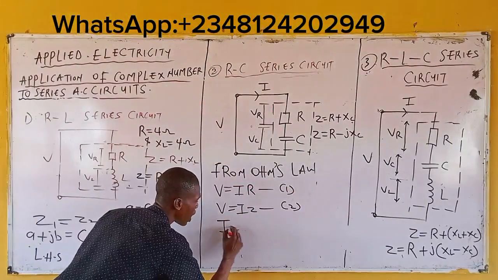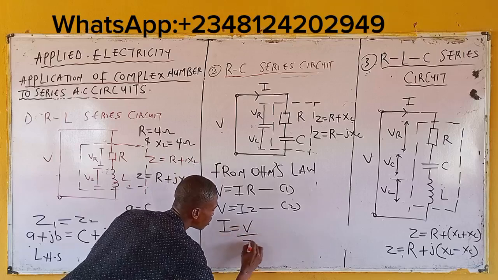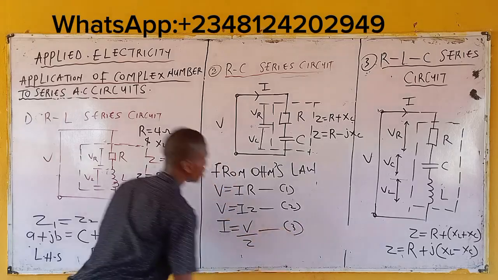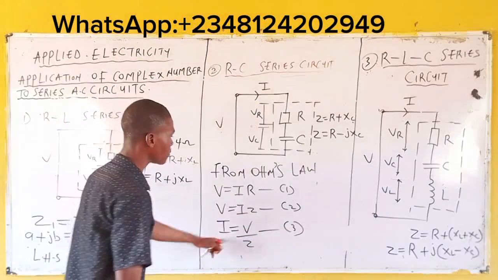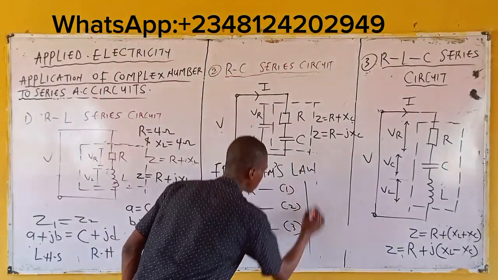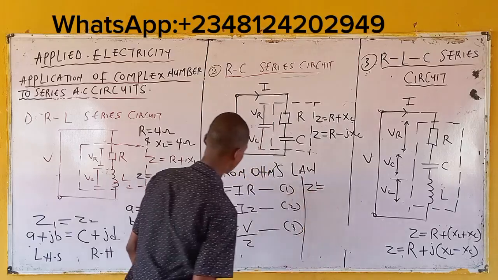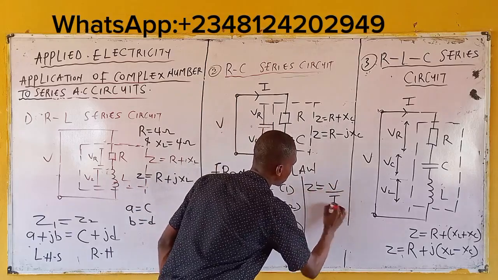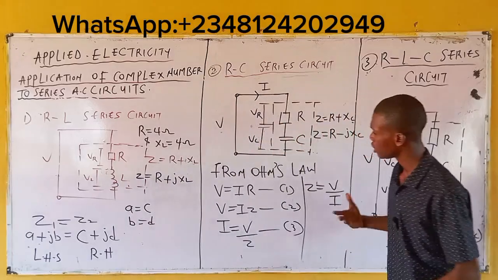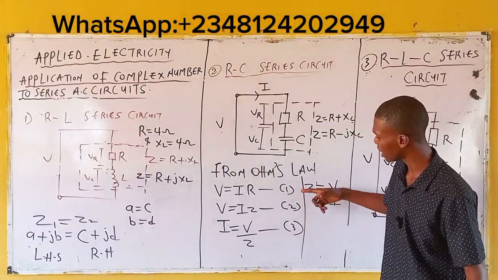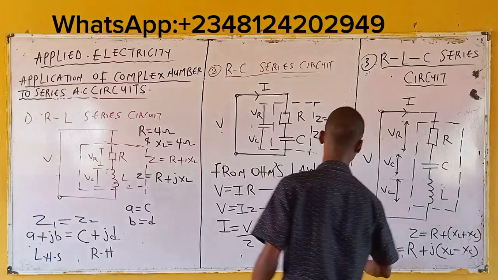Now, let's get another formula from this equation. Say, the formula for I. What's the formula for I? V over Z. Call this equation 3. From this same equation, let's get the formula for Z, impedance. Z is equal to V over I. Call this equation 4.